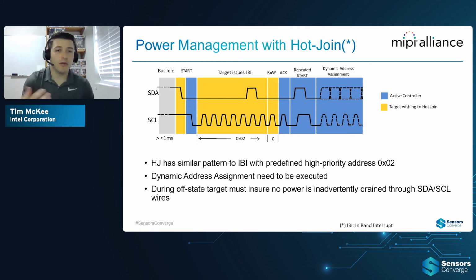So as an example, what you can see here is kind of how power management is done. The hot join has a similar pattern to our in-band interrupt. It is very much similar as in the target. Once it is permitted to send that hot join request and the bus is ready for it, it basically says, "Hey, I want to join your bus," and the controller responds. Dynamic address assignment occurs, and everything happens so that that device is then brought up and fully working within that bus as well.